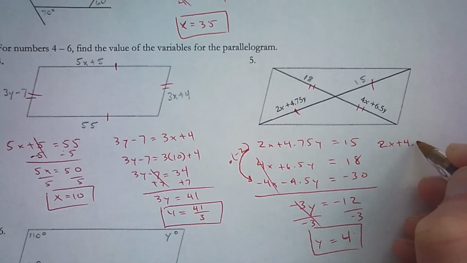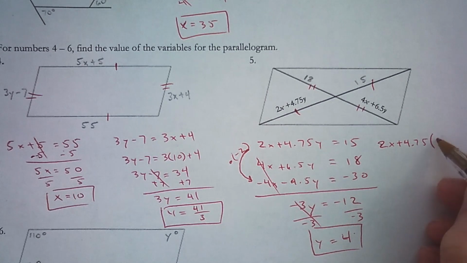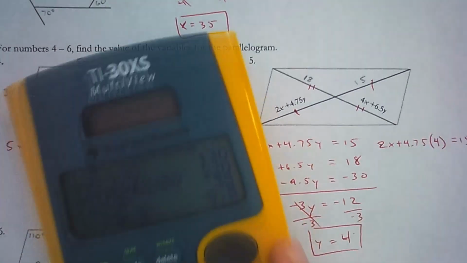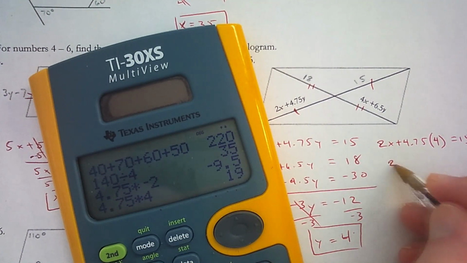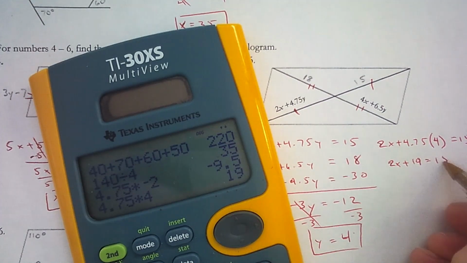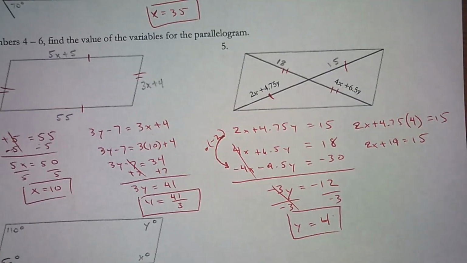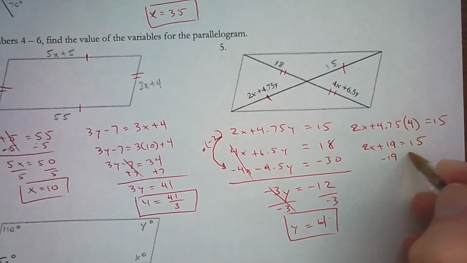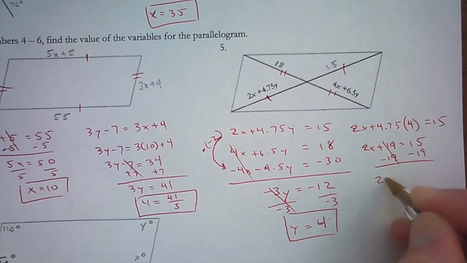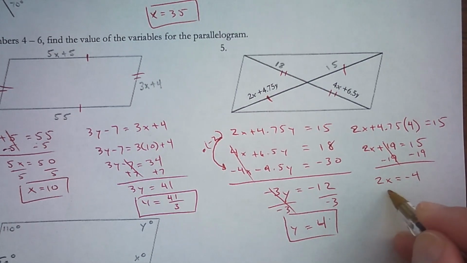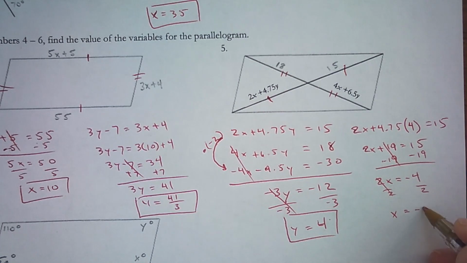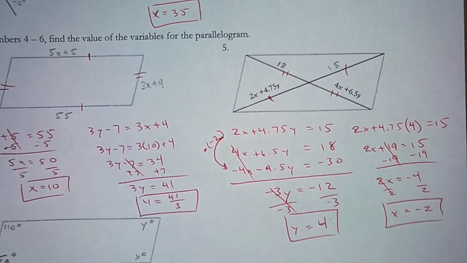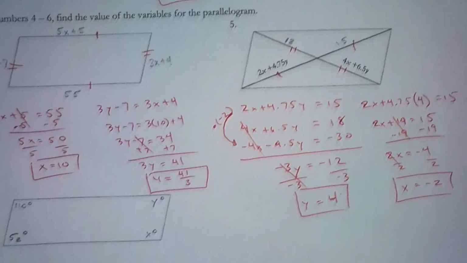2x plus 4.75 times y, which is 4, equals 15. 4.75 times 4 is 19. So this is 2x plus 19 equals 15. So minus 19, and I get 2x equals -4, and divide both sides by 2, and I get x equals -2. So there's my values of x and of y.